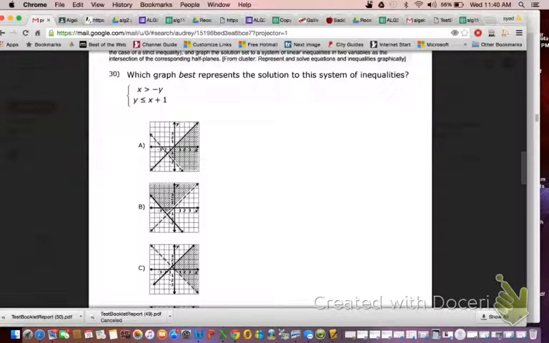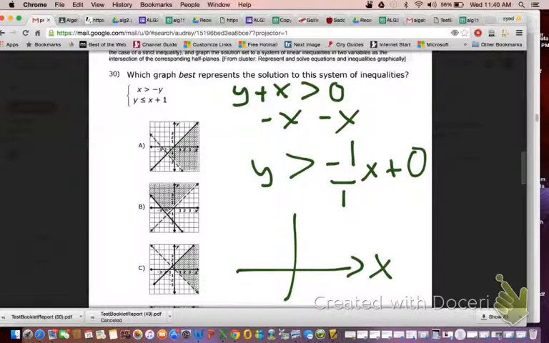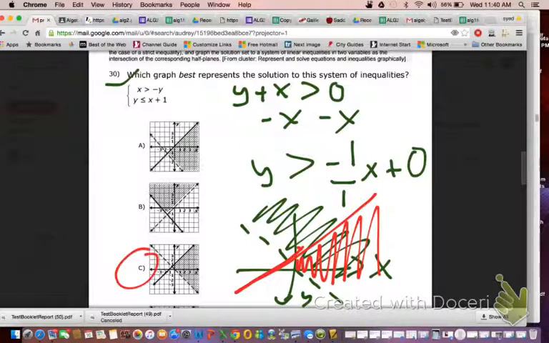Now, what I would do for the first one is add y to both sides, so I get y plus x. Then subtract x from both sides, and I could rewrite it like this. So that one is simply going to be this way, and it has to go up. So I'm done with this one. The next one is going to be right about here, and it's going to go down, so it's like this. So it's between choice C and D, and it has to be C because this line has to be solid, this one has to be dashed. A lot of people miss that. So please pay attention to that problem. It's tricky.